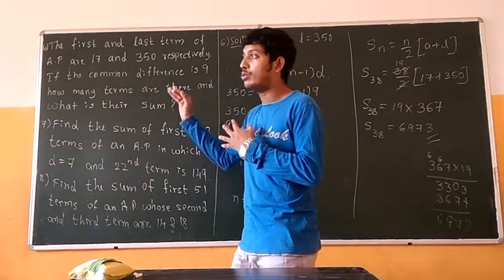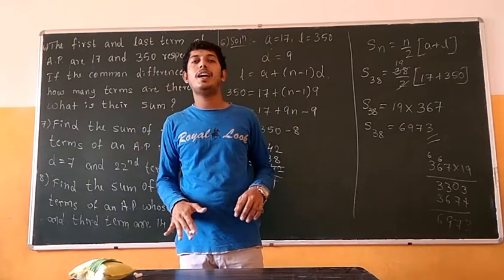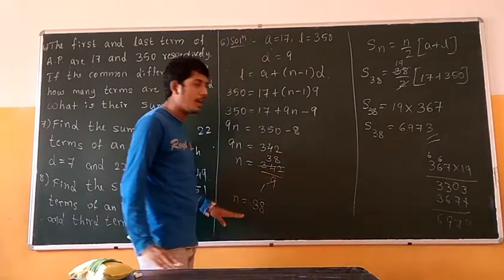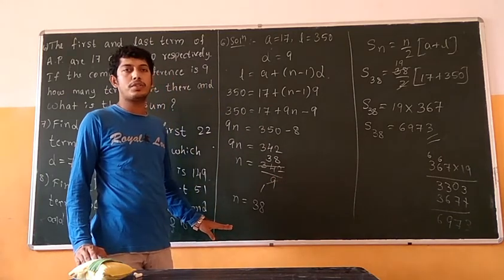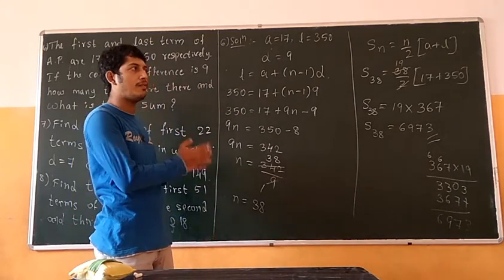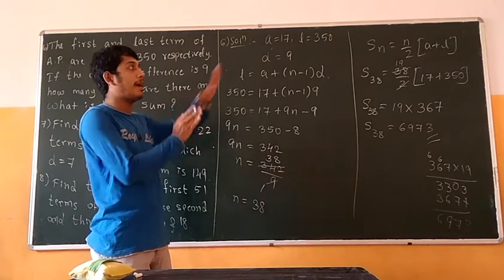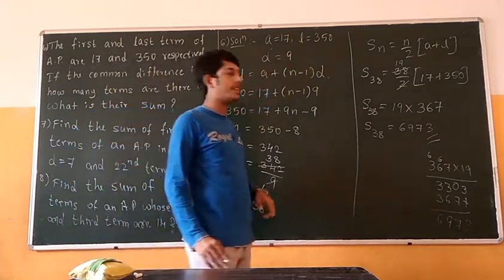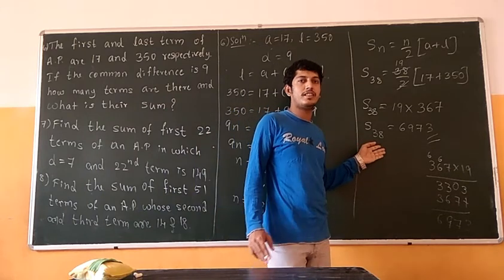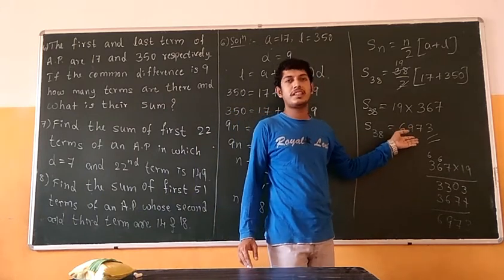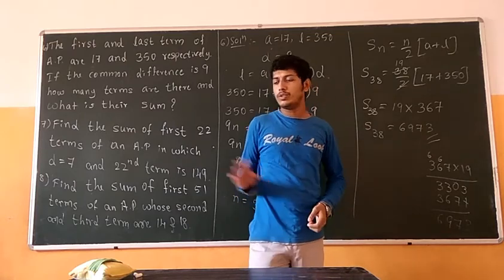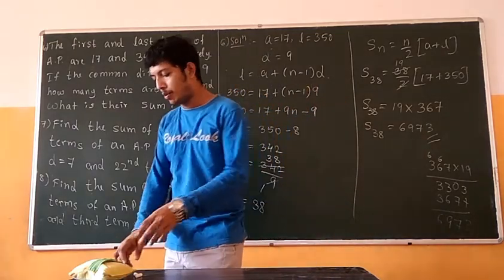They give the values of A, L and D. So by using that, and by using the formula L is equal to A plus N minus 1 into D, we found the value of N, that is N is equal to 38. By using that value of N, A and L, and the formula Sn is equal to N by 2 into A plus L, we got the answer as S38 is equal to 6972. Okay, now similarly the second problem.